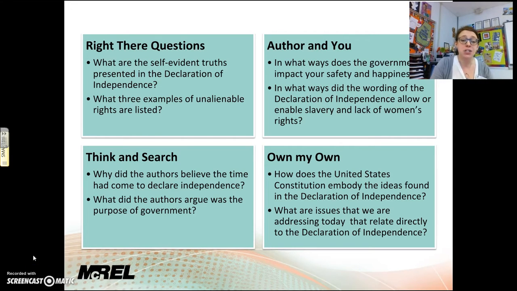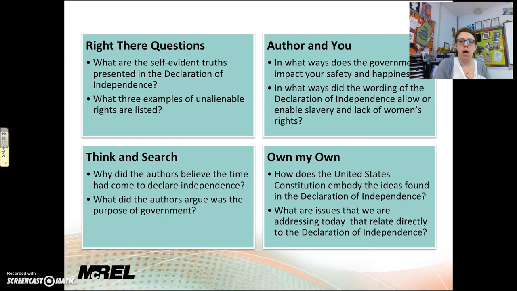The think and search questions are as follows. Why did the author believe the time had come to declare independence? And what did the authors argue was the purpose of government? Okay, these questions can be answered using information directly from the text, but information comes from different sections and must be put together. So these are like right there questions, but you have to kind of weave them together.